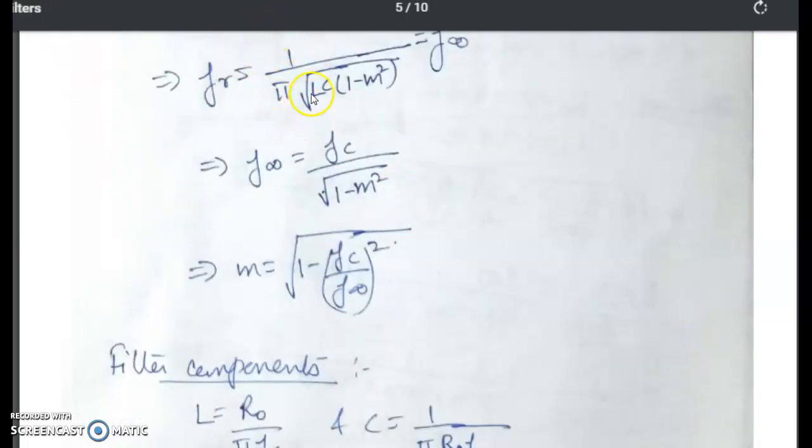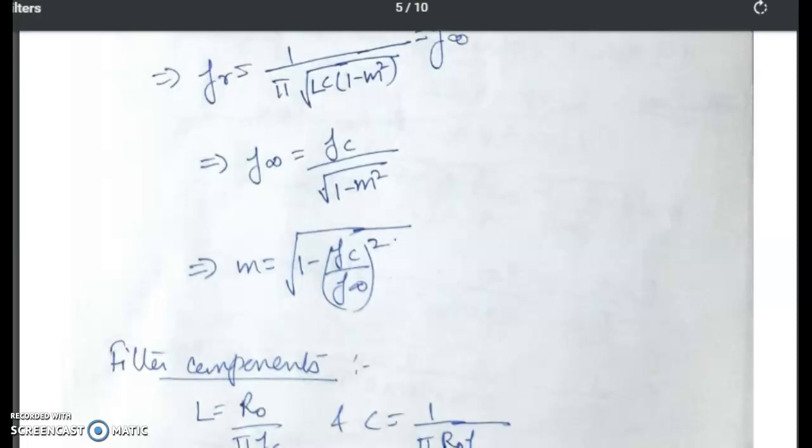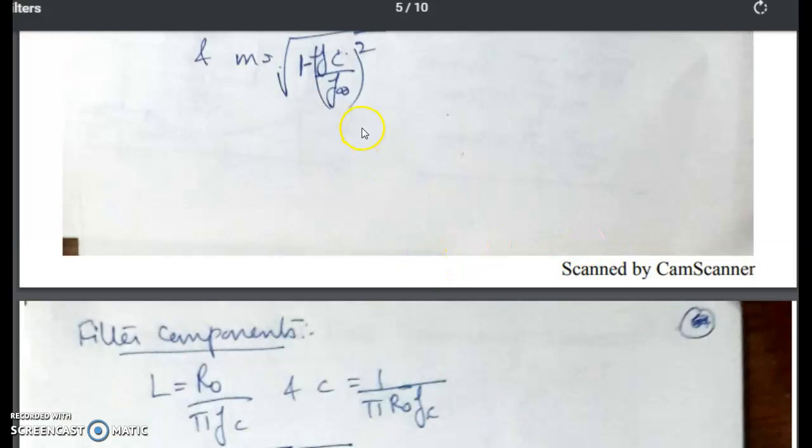In the constant K low pass filter, we see that the cutoff frequency is equal to 1 upon pi under root LC. So in this case also we can say that F infinity is equal to Fc upon under root of 1 minus M square. From here we get the equation M is equal to under root of 1 minus Fc upon F infinity whole square. The filter components of the low pass filter can be determined using the same concept as in the case of constant K filter. In the case of constant K filter, L is equal to K upon pi Fc and C is equal to 1 upon pi Fc into K. So it is same in the case of M derived also, only this factor M will get added.